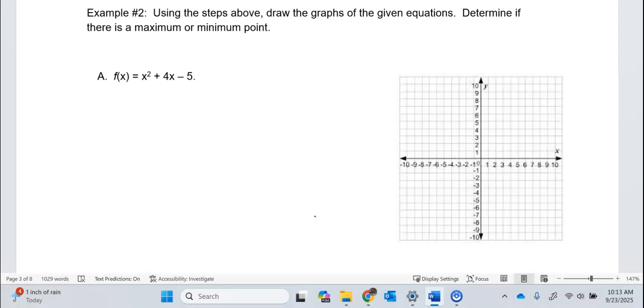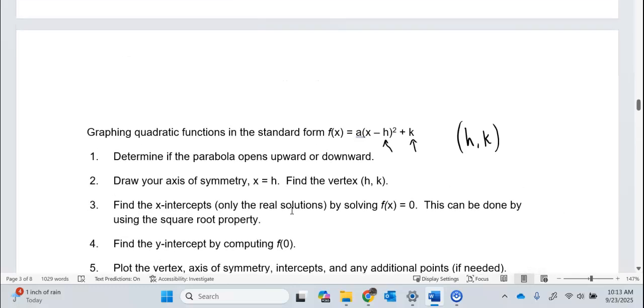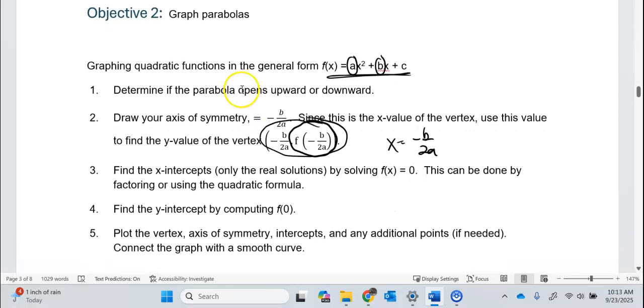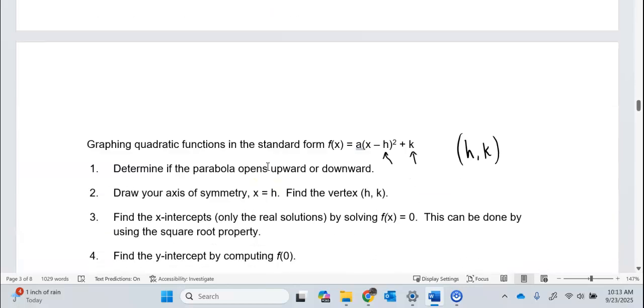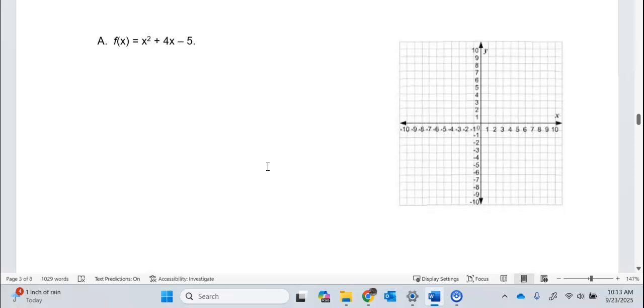So using the steps above, determine if there is a max or minimum point. So let's just do the whole thing for this one. I think we can do it. So it's given in this form. I want to find up or down, axis of symmetry, and let's just make a list here in no particular order. Does it open up or down? Find for me the axis of symmetry.